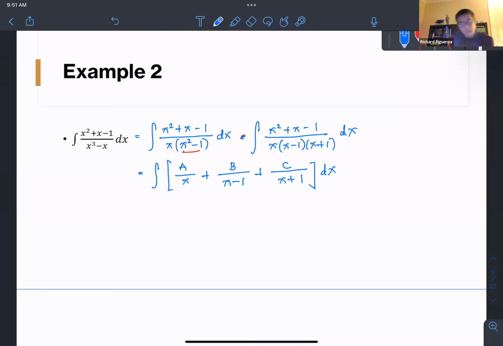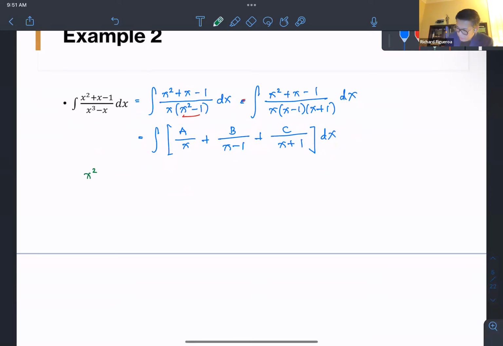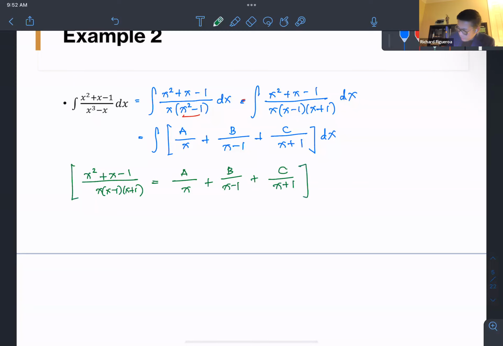So we just need to find out what A, B, and C are. So x squared plus x minus 1 all over x times x minus 1 times x plus 1 will be A all over x plus B all over x minus 1 and plus C all over x plus 1. So we multiply everything by x, x minus 1, x plus 1.